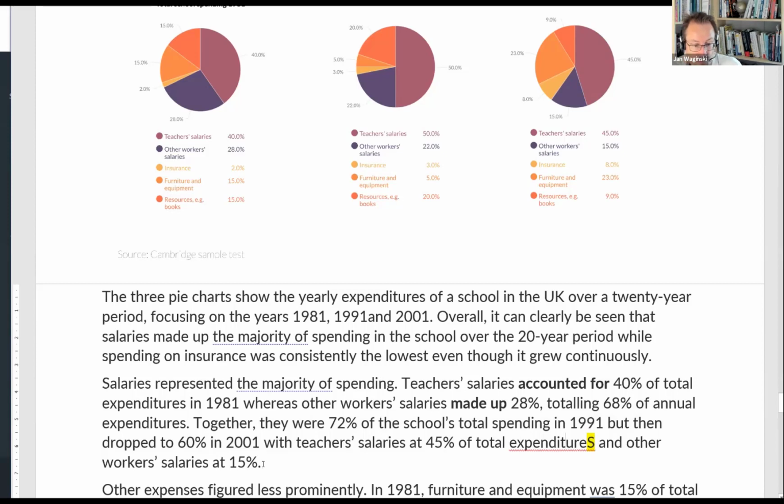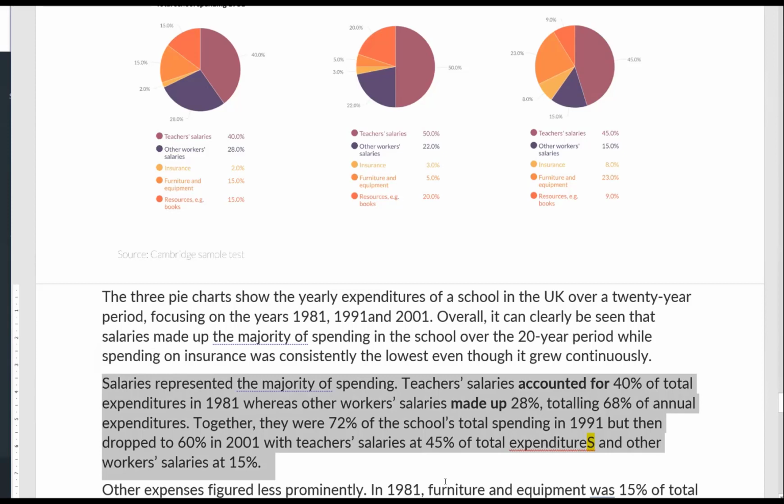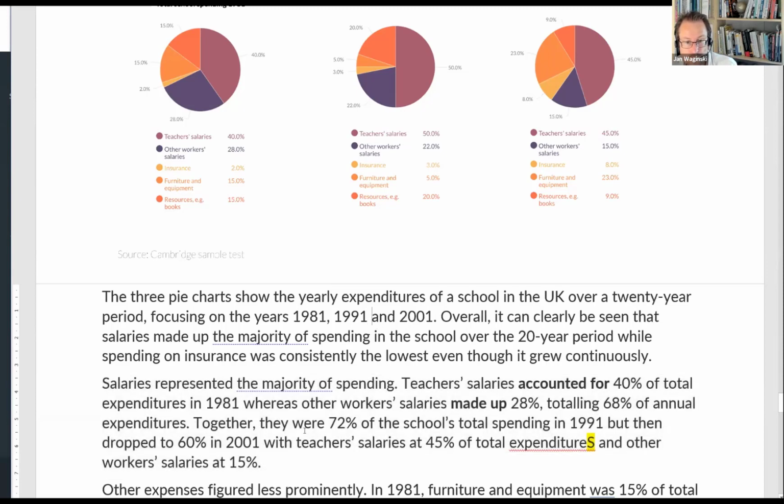Okay, so what did the author do in the first body paragraph? Discussing the highest spending of the budget towards salaries. Yes, the entire paragraph focuses only on salaries. And he added up both teacher and worker salaries and just compared the total percentages over those 3 years.